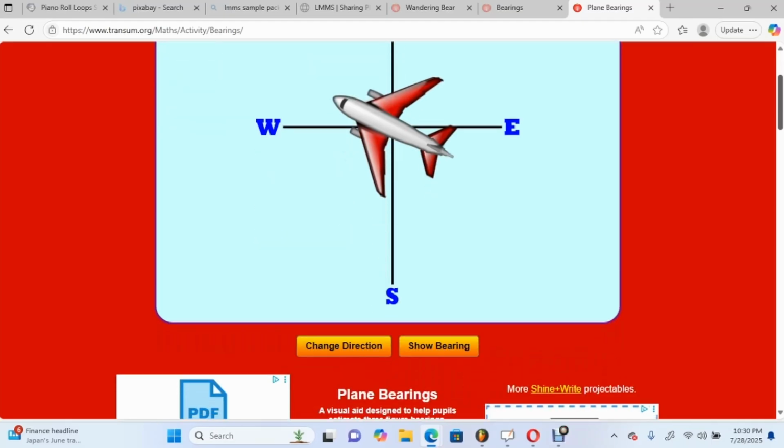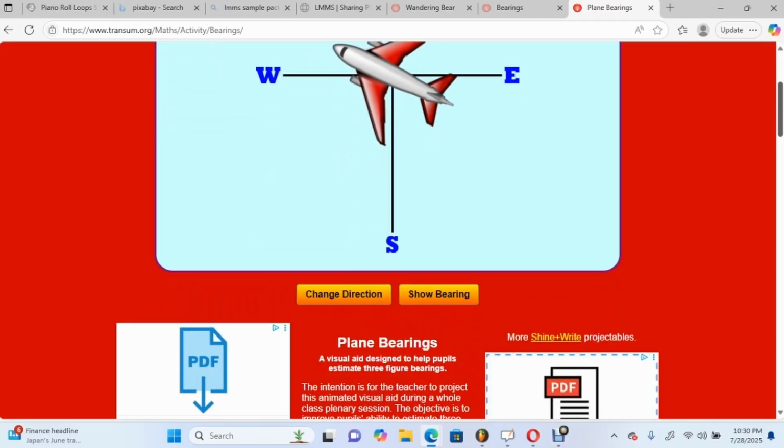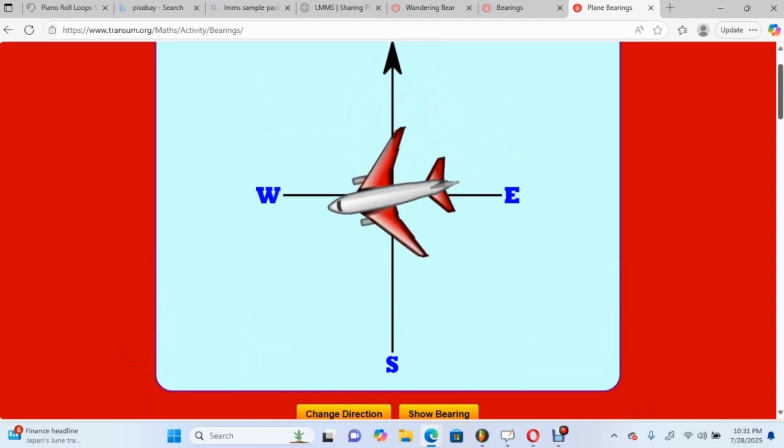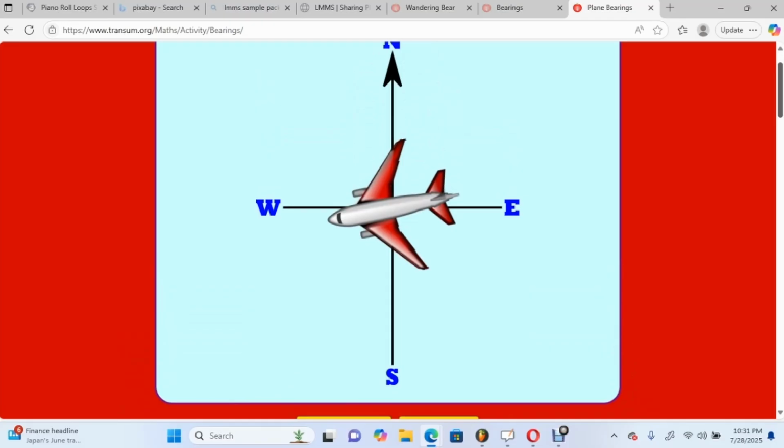I'm going to change it again. So what will be the bearing here? Take note, it's between south and west. It's very close to west, but not on the west. It's not facing west. So what will be your answer?